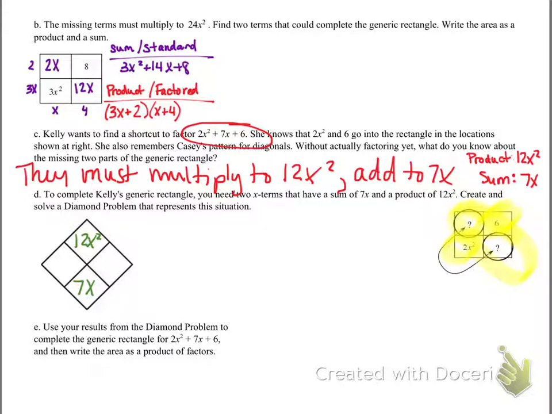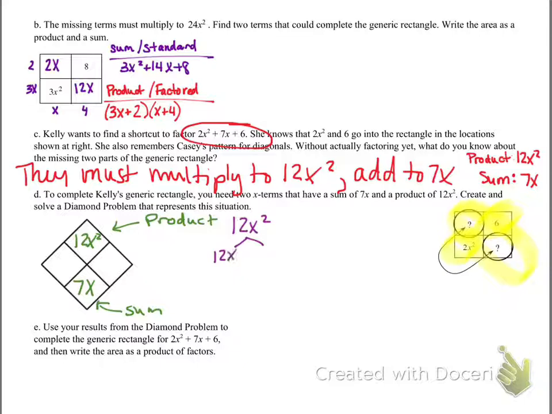I just have to think of two numbers whose product is going to be, that's multiply, 12x squared, and their sum, when they add, is 7x. So I'm going to go back up to what I did earlier, and I'm going to think about splitting my 12x squared into two terms. Some of you might know where this is going, but I'm just going to go the long way here. So if I have 12x squared, what two terms multiply to 12x squared?